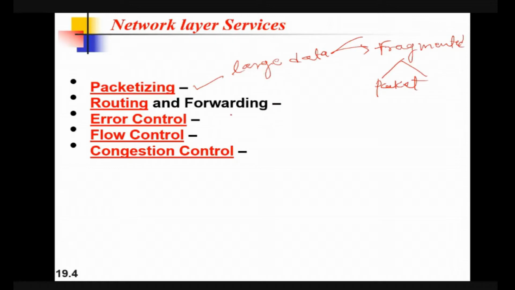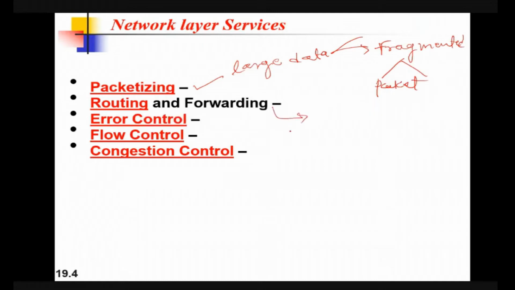Then next is routing. I have told you that data can travel through different paths, and in order to decide the optimal path or the best path out of the available paths, some protocols are used, and these protocols decide the path. So this is another service of the network layer.